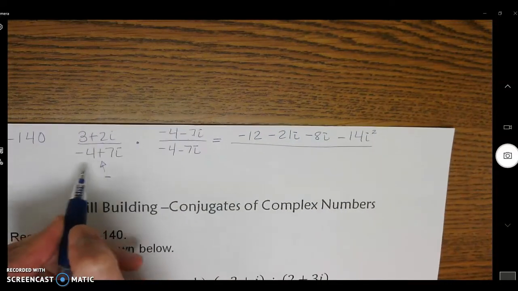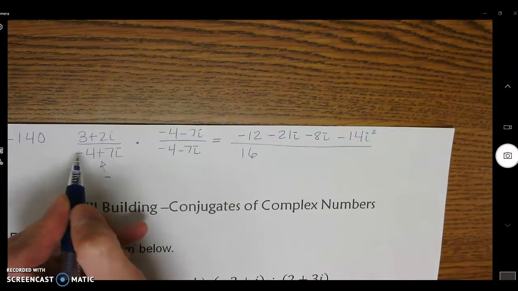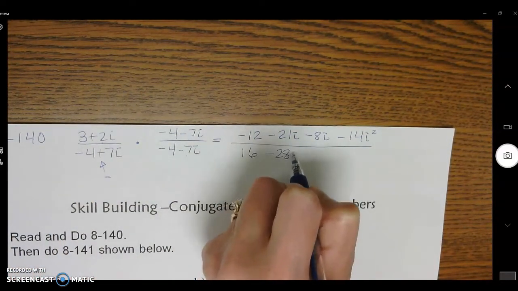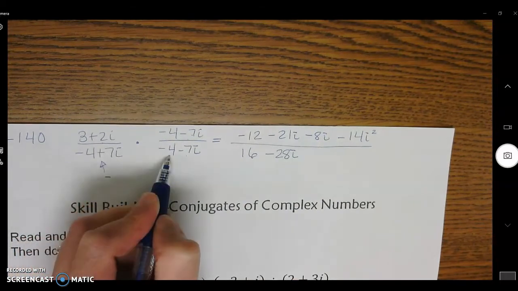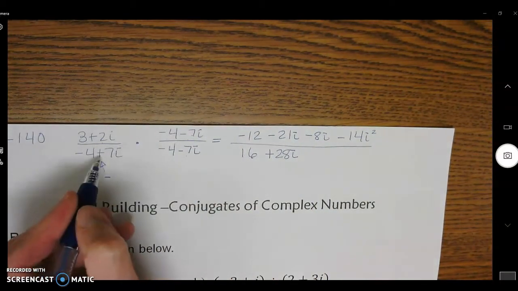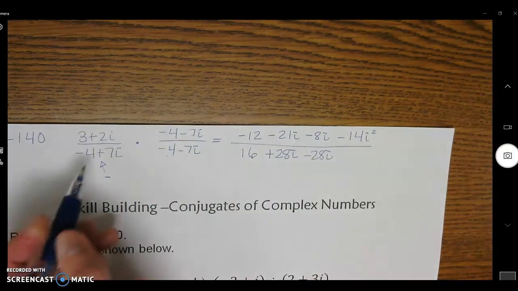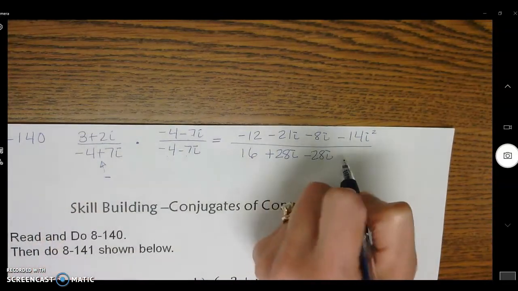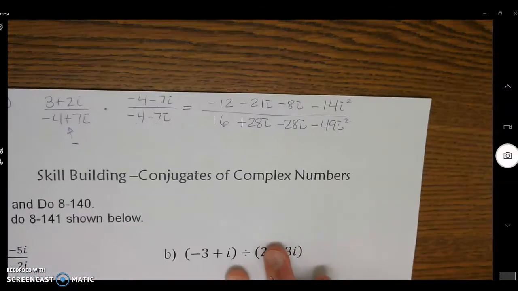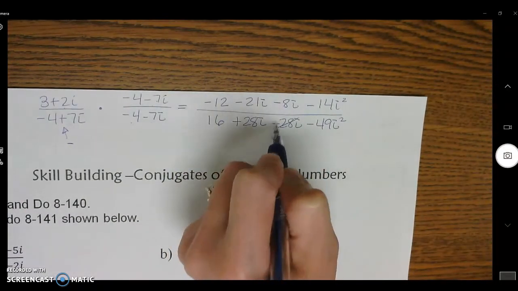All over, negative 4 times negative 4 is 16. Negative 4 times negative 7i is negative 28i. Negative times negative is a positive, so 7i times negative 4 is negative 28i. And 7i times negative 7i is negative 49i squared. As you can see, these 28i's are going to go away.